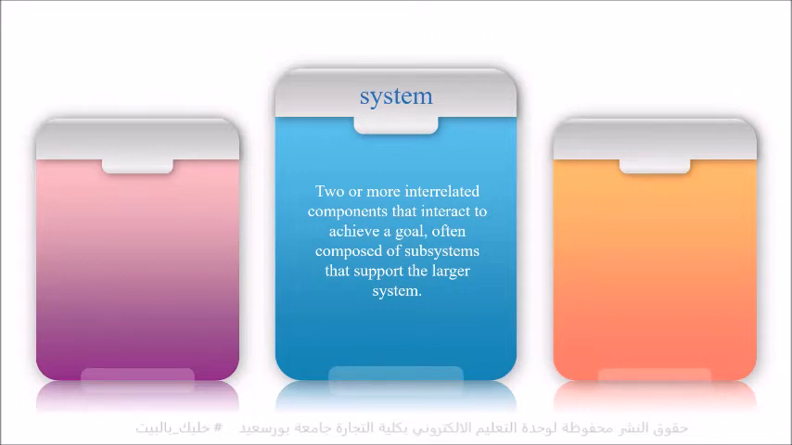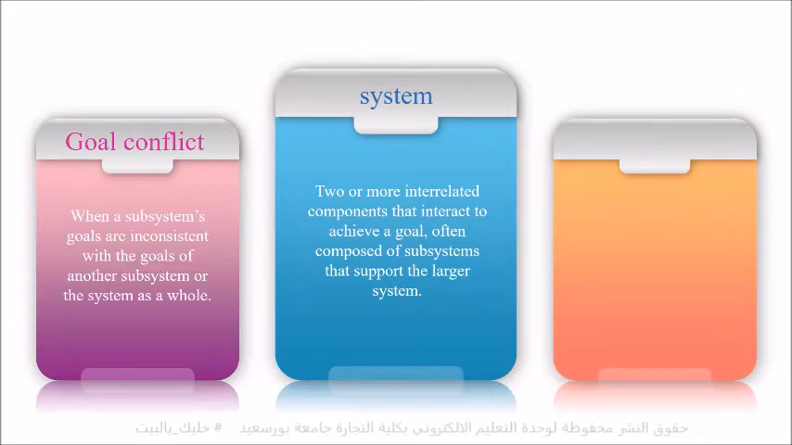So maybe the subsystem goals will be against or with the goal of the system as a whole. So when the subsystem goal is against the system goal, it will be called goal conflict. Goal conflict is when a subsystem goal is inconsistent with the goal of another subsystem or the system as a whole. But when the goal is consistent with the system and the subsystem, it's called goal congruence.